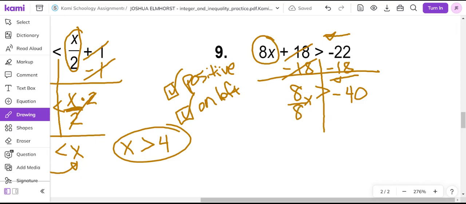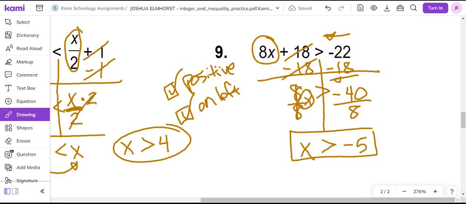What's the opposite of multiplying by 8? So now we have the variable on the left and positive. Now we have negative 40 divided by 8. Should end up with x is greater than negative 5.